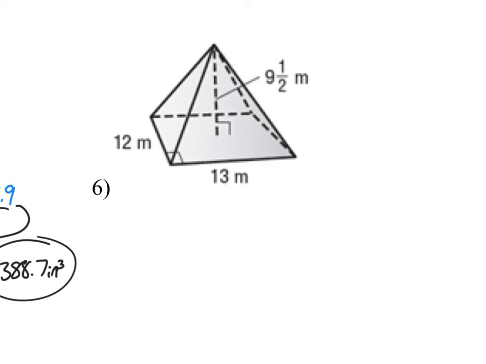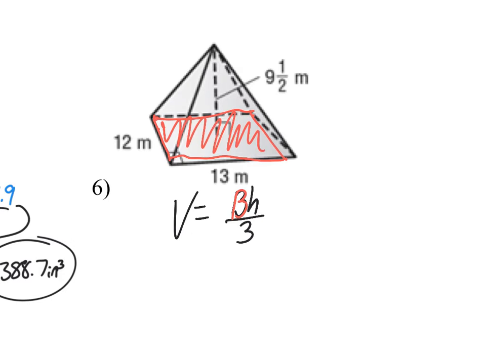Again, for number 6, this is going to be volume equals area of the base times the height divided by 3. Area of the base, this is going to be a rectangular base. So we have to find the area of this rectangle right here. To find the area of a rectangle, we do base times height. Again, we'll be multiplying that by the height of our figure, which I'm going to call 9.5. So again, times the height of the figure divided by 3.